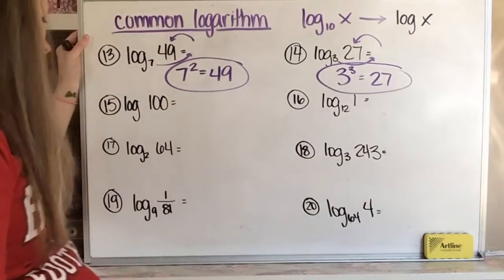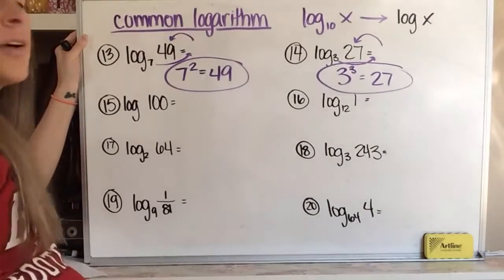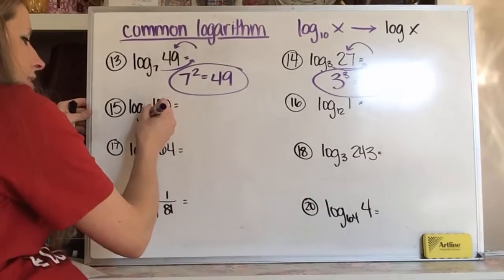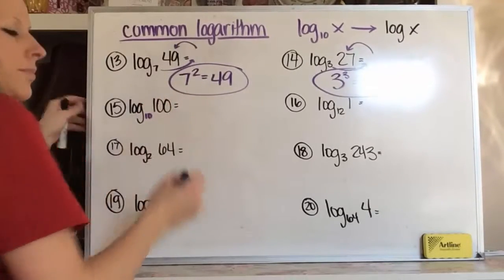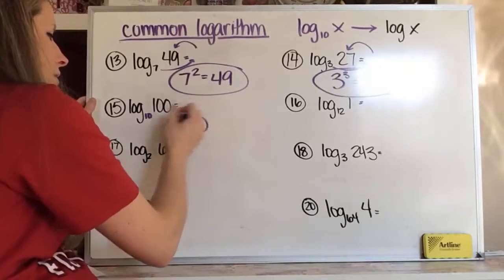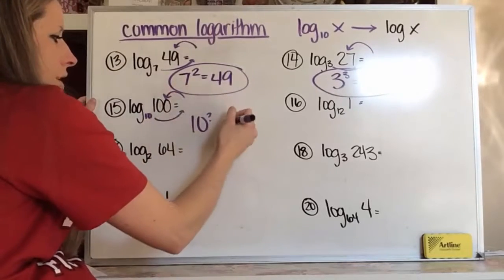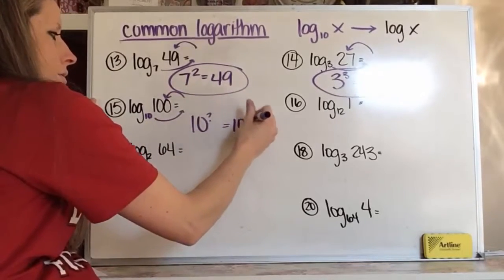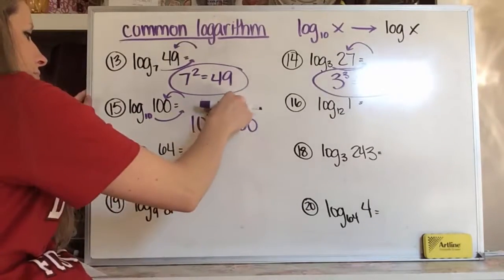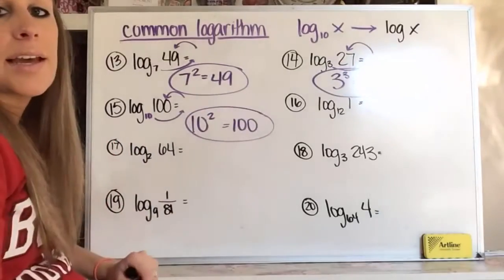Okay. Number 15, this is what I was talking about just a second ago. I don't have a base. You see that? So this is an automatic base of 10 here. So in exponential form, I'm going to have 10 to the, I don't know what, equals 100. So 10 to the what gives me 100. It's going to be squared. So 10 to the second power.